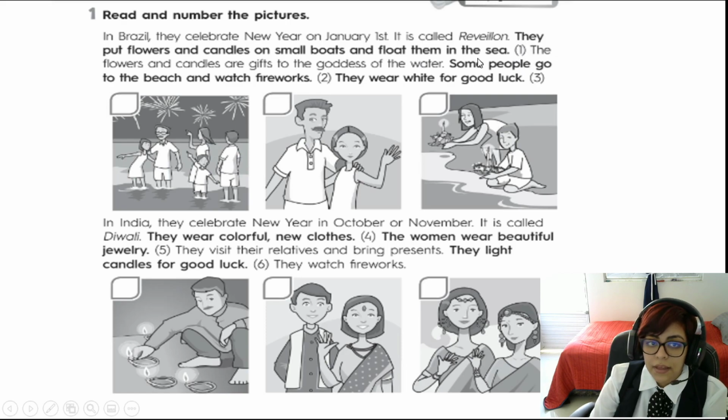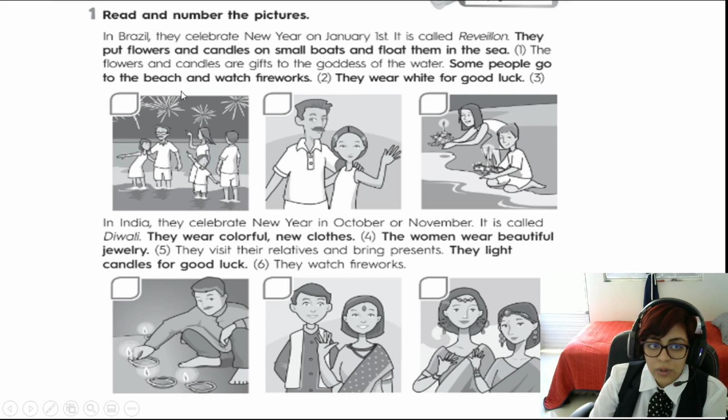We are going to number them. The flowers and candles are gifts to the goddess of the water. Some people go to the beach and watch the fireworks. They wear white for good luck. So, which one is the number 1? Okay, it says they put flowers and candles on small boats and float them in the sea. Some people go to the beach and watch the fireworks, and they wear white for good luck.